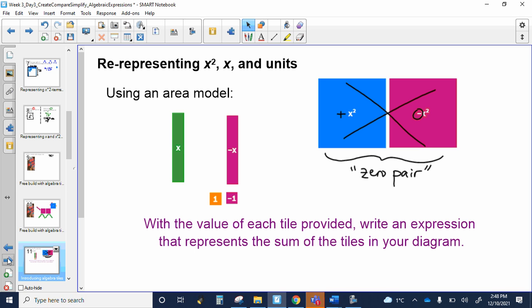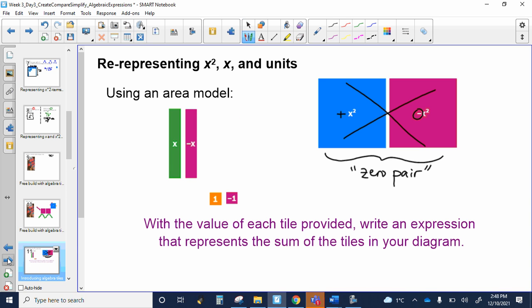Same thing happens over here. So we have a positive x tile and a negative x tile. So together, they too form a zero pair. Okay? So there's another zero pair. And the same thing happens here with the unit tiles. Okay? So 1 plus negative 1 giving us 0.